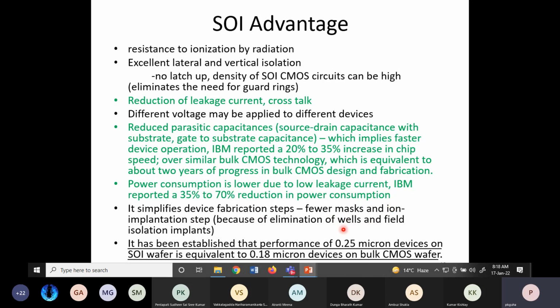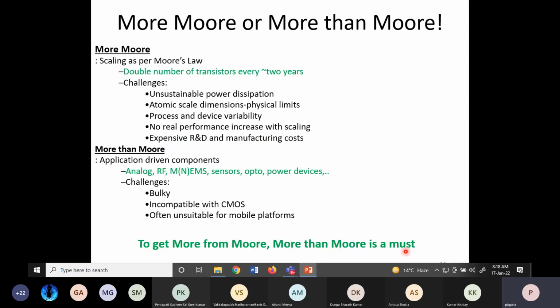And as I said, this is an example where industry reported that a 250 nanometer gate length node of SOI can perform as good as a 180 nanometer gate length node of CMOS wafer, right? And then we also mentioned in the last class More Moore and More than Moore.